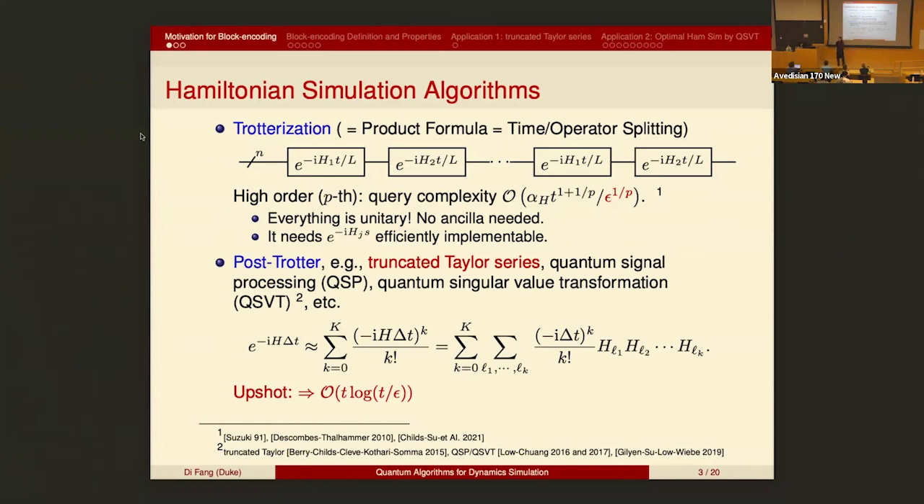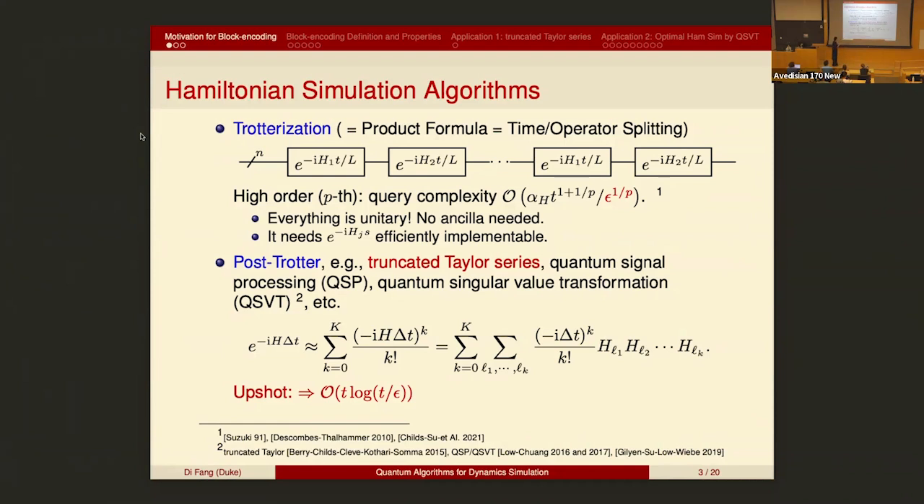I have a lower bound from the no-fast-forwarding theorem, which says the cost is linear in T. If you look at Trotter, you get T to the power 1 plus 1 over p, which is not exactly linear in T. And in terms of error, you have a polynomial dependence, which is already pretty amazing, but it's not a low dependence on the error. So the motivation for many of these post-Trotter algorithms is: can we reduce the cost further?